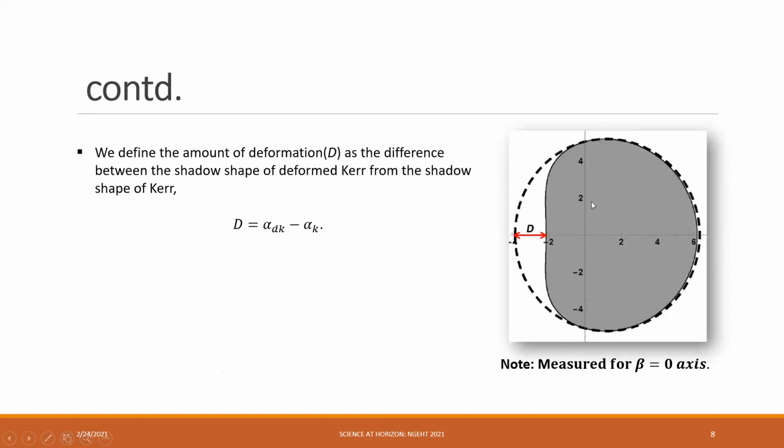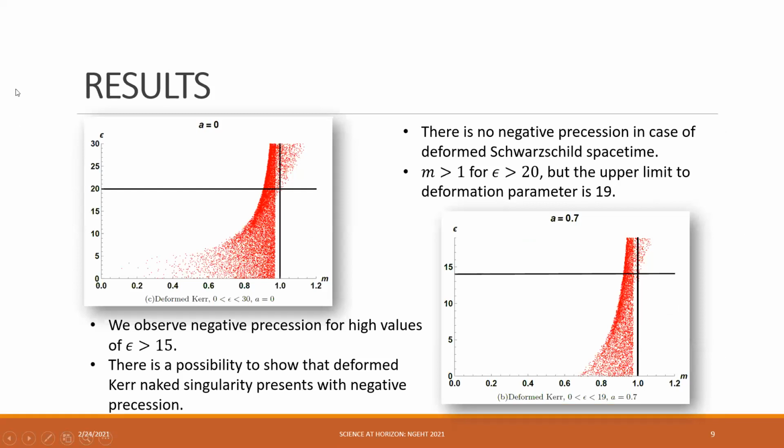Moreover, we have defined the amount of deformation as the difference between the alpha of the deformed Kerr spacetime and the alpha of the normal Kerr spacetime. The measurement of this amount of deformation D has to be done along this particular axis, beta equals 0. The results which we received, these plots, tell us what kind of precision you will observe for different variants of deformed Kerr spacetime.